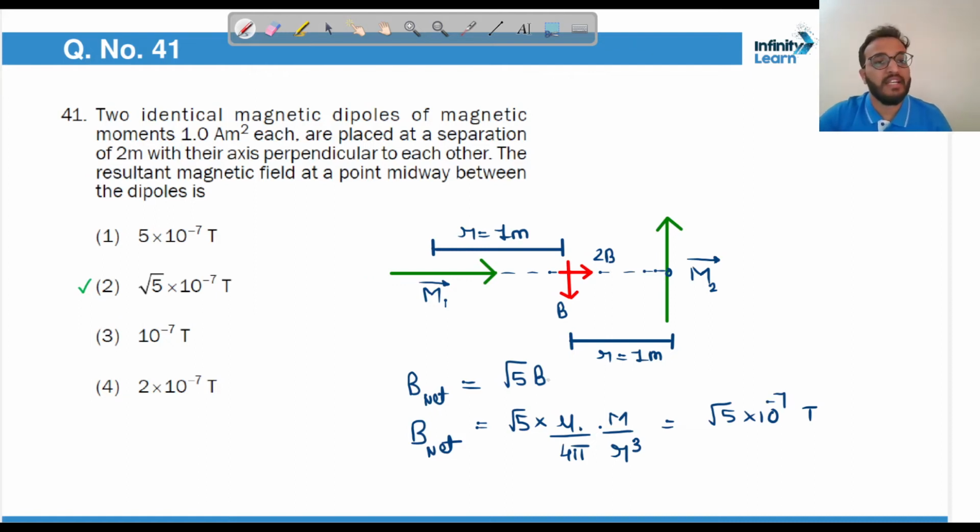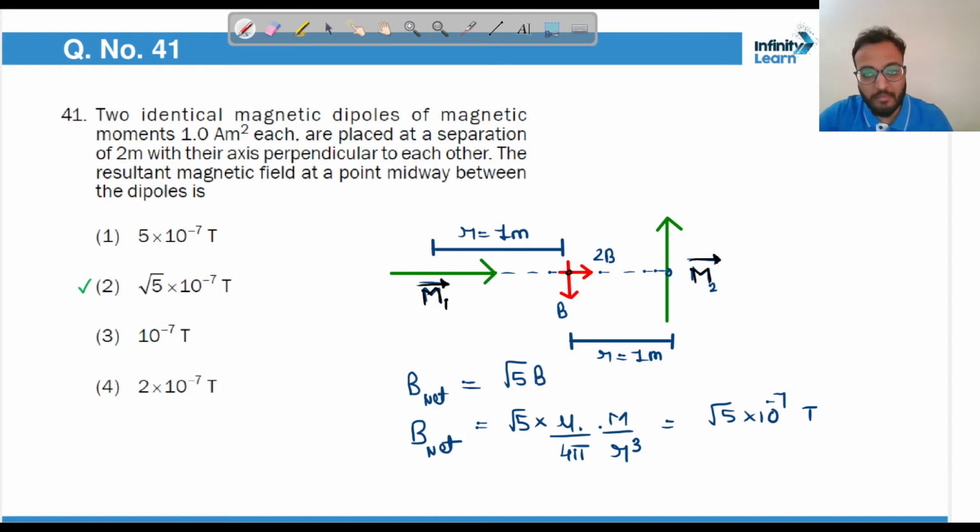Now this is an interesting one. There are two identical dipoles of magnetic moments given, 1 ampere meter square, each placed at a separation of 2 meter with their axes perpendicular. So this is one dipole M1, as you can see here, and this is another dipole M2, but they are kept perpendicular to each other.